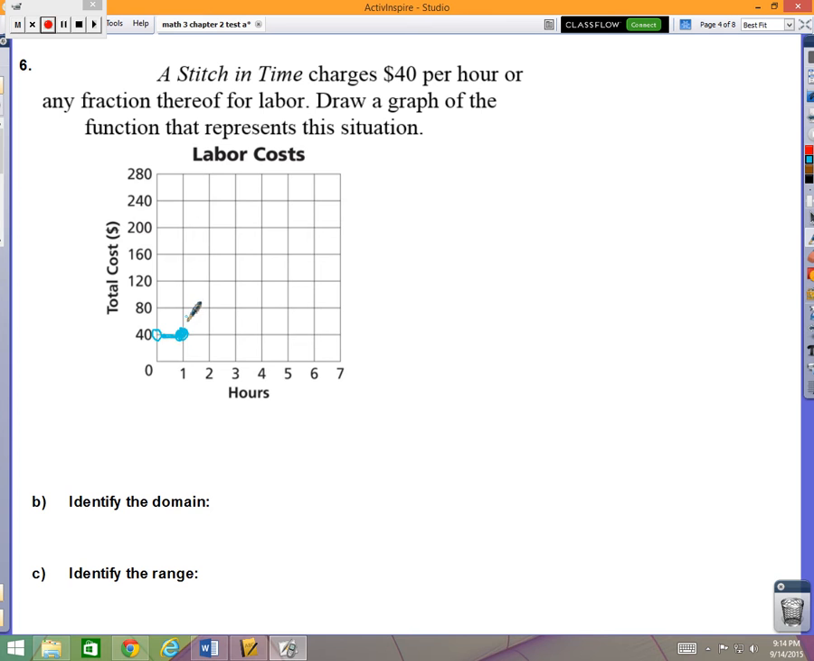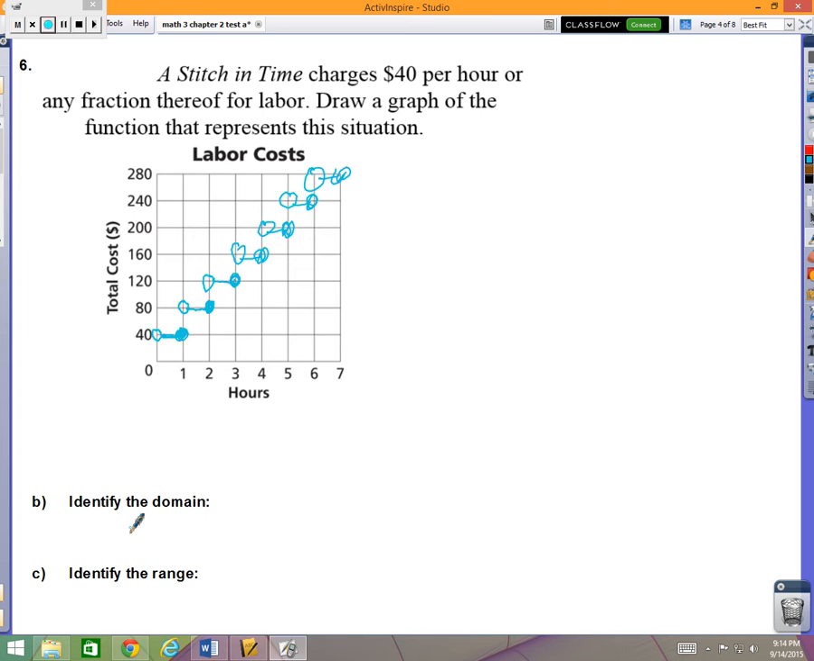1 to 2 hours, it's going to be another $40. So we're going to jump up here at 80. At 1 hour, it's empty because she's charging you 40. But then as soon as the clock leaves 1 hour, you've got to pay 80. So if she takes 1 hour and 1 minute to stitch your stuff, you've got to pay $80. Anything past 1 hour. Okay, 2 to 3 hours, it's going to jump up another $40, and so on and so forth. So this is a step function.